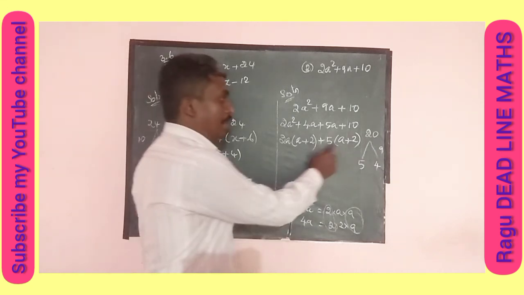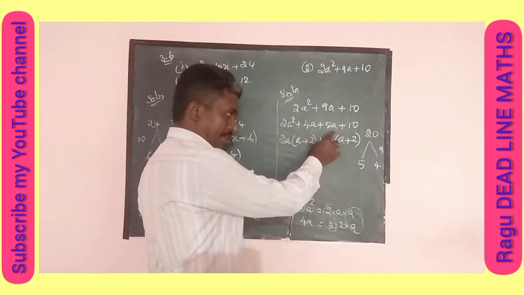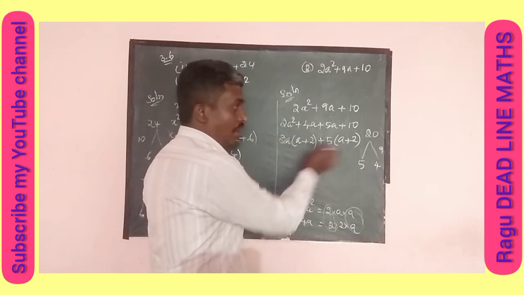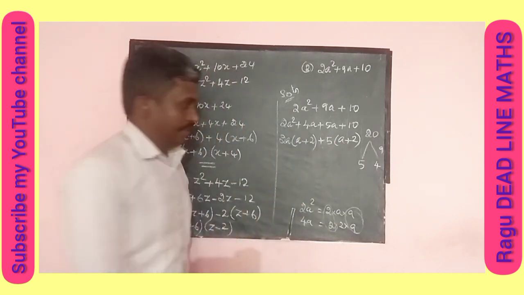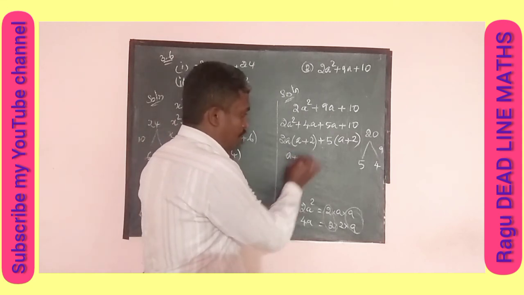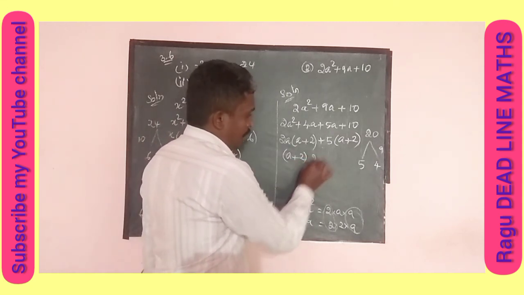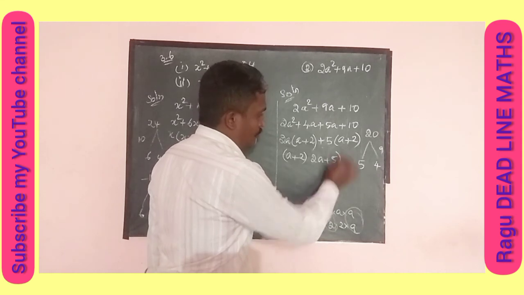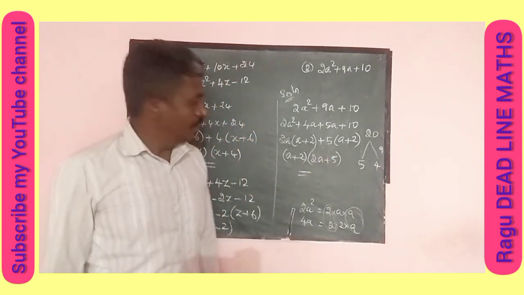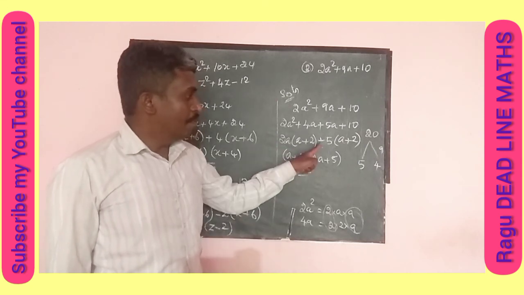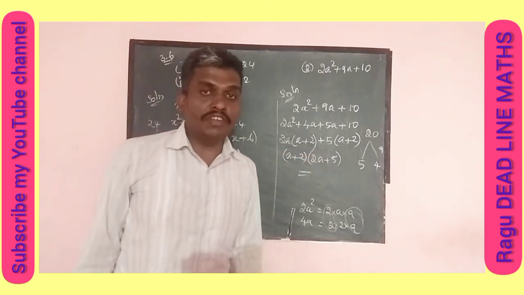So if you multiply this, you will get this result. Next, this 2 is also equal. So our factorization is correct. So a plus 2 and 2a plus 5. Did you understand?